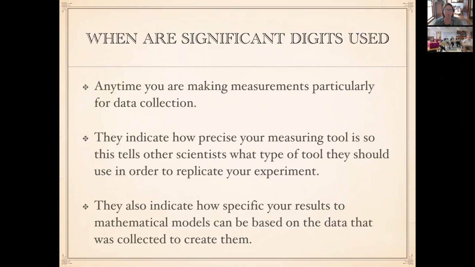They indicate how precise your measuring tool is, and this communicates to other scientists and other people who are looking at your data what tool you used and what they should use as a result in order to replicate your experiment. So it's used for validity, and it's also used to hold you accountable when people try to replicate your experiment. It's also good for you to realize the limitations of the tools that I'm asking you to use.